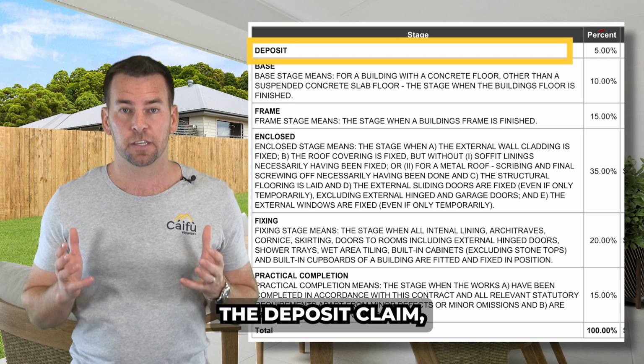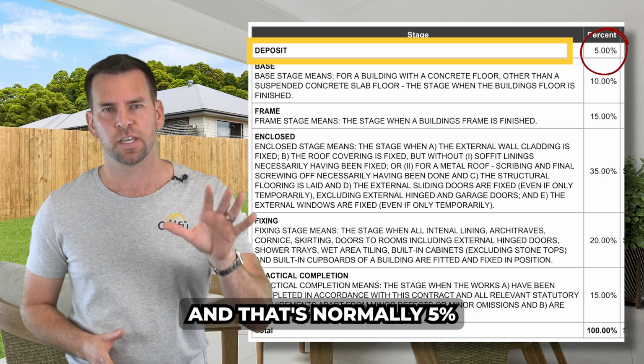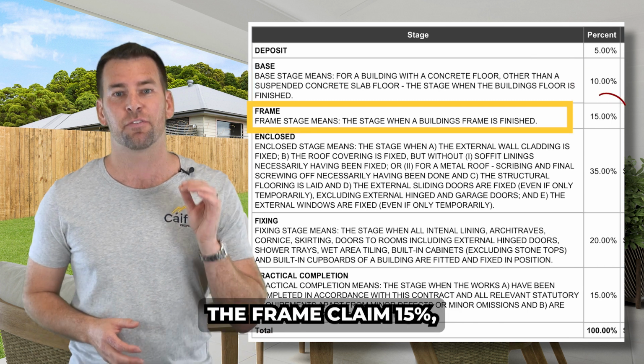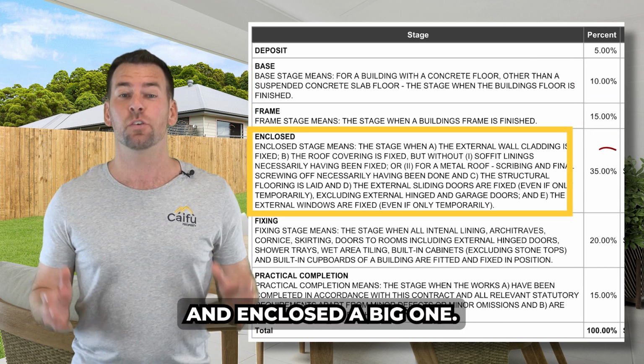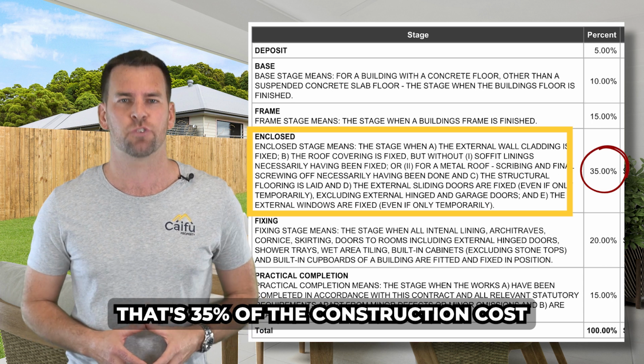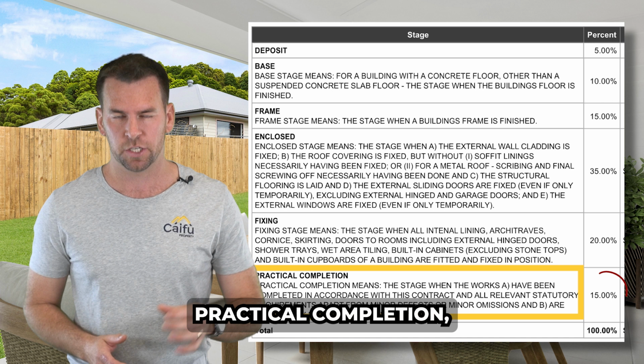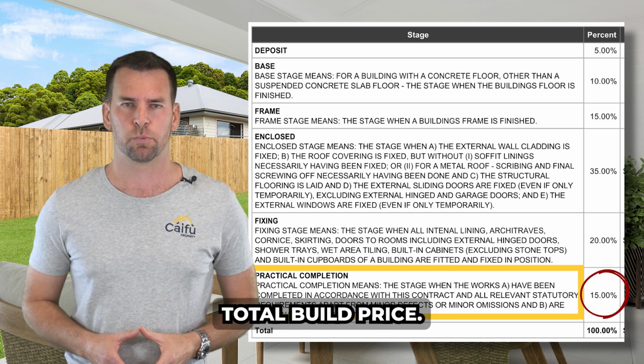The first stage is the deposit claim, and that's normally 5% of the total construction cost. You then have the base claim, which is 10%. The frame claim, 15%. Enclosed is a big one, that's 35% of the construction cost. You then have fixing, 20%. And lastly, practical completion, which is 15% of the total build price.